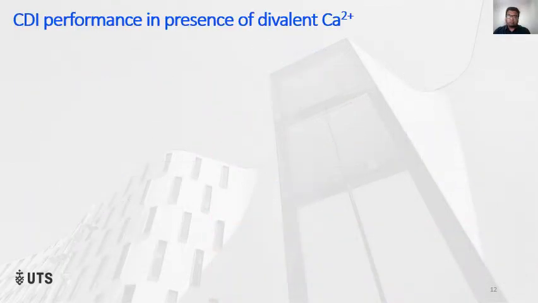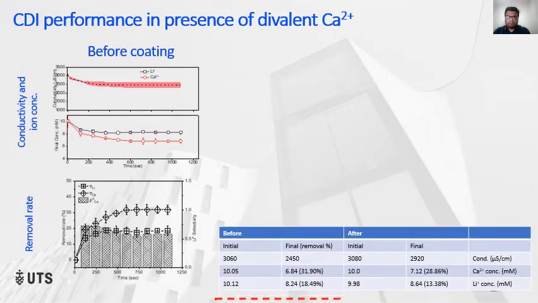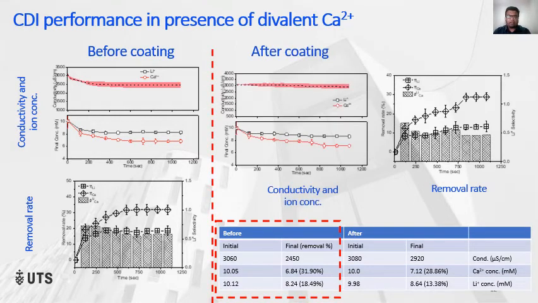Same pattern we have observed for calcium also. So before coating, the calcium removal was 32% and lithium removal was 18%. And after the GF8 coating, the calcium removal reduced to 28% and lithium removal to 14%.